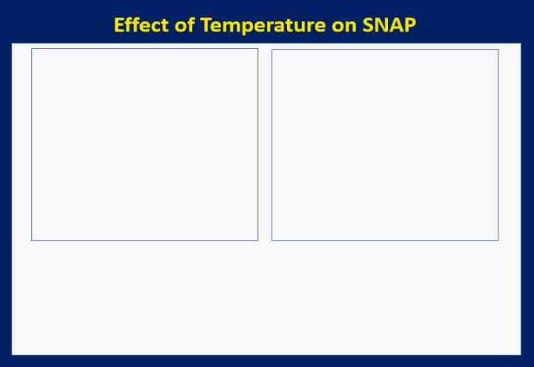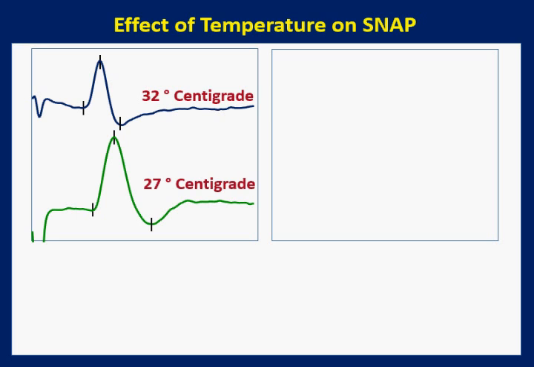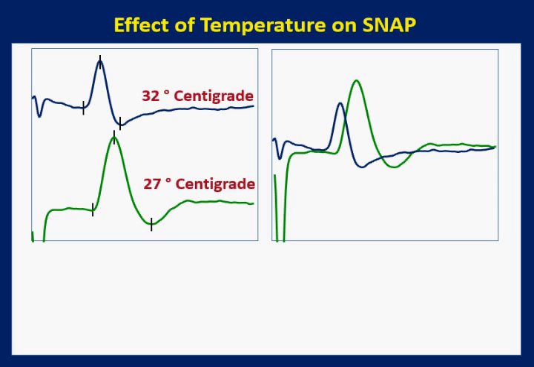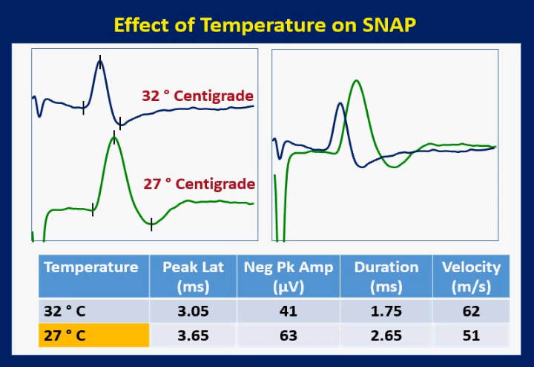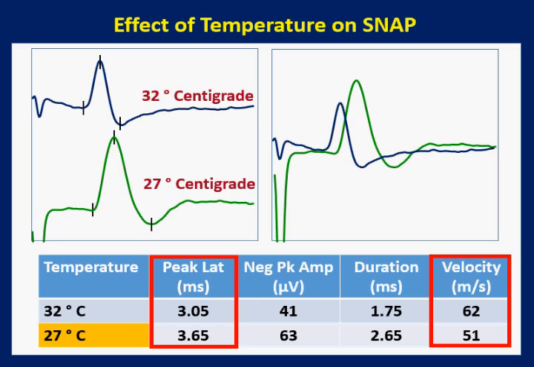Here is an antidromically recorded median sensory nerve action potential from a healthy subject when the temperature was 32 degrees centigrade and 27 degrees centigrade. The change in waveform is better appreciated from the superimposed traces. Let's examine the measurements at the two temperature settings. The conduction velocity was lower and the peak latency was higher at the low temperature.